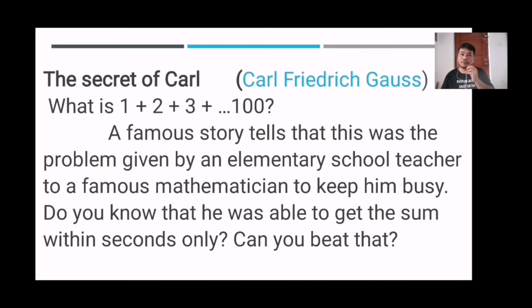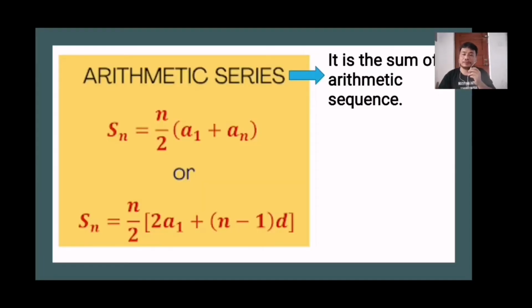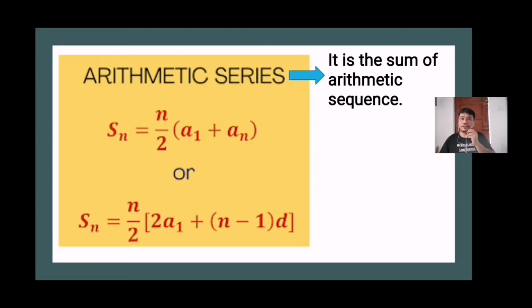Imagine, 8 years old. So kung gustong matutunan kung paano masagot ng mabilis yung sum ng 1 to 100, makinig kayo sa discussion na to. Okay, so let's start. We'll be dealing first with arithmetic series. Arithmetic series is simply the sum of arithmetic sequence, meaning i-add lang natin ang given arithmetic sequence.